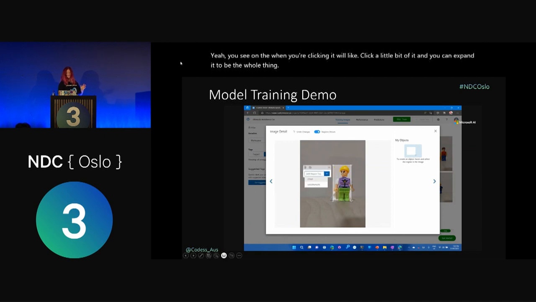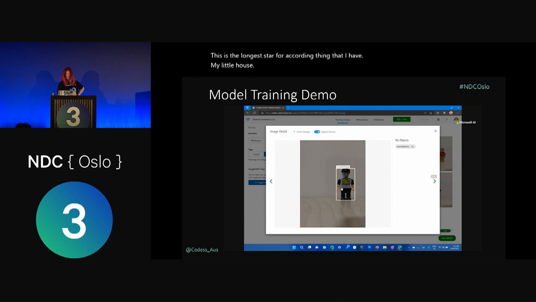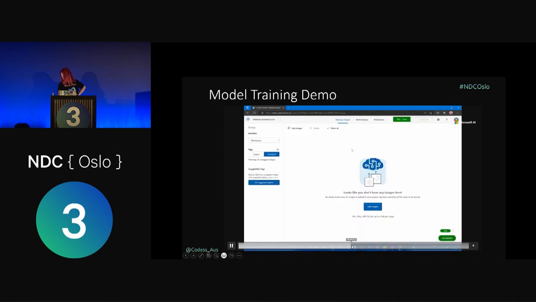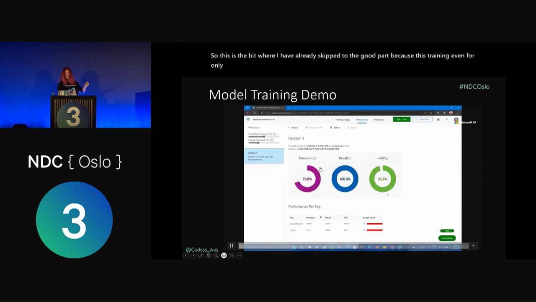This is the longest recording thing that I have. I'm going to move it along a little bit here. So this is the bit where I have already skipped to the good part, because this training, even for only those 15 images, would take a little bit longer. But it's still not that long. You would be able to do this whole thing within half an hour, I would say.